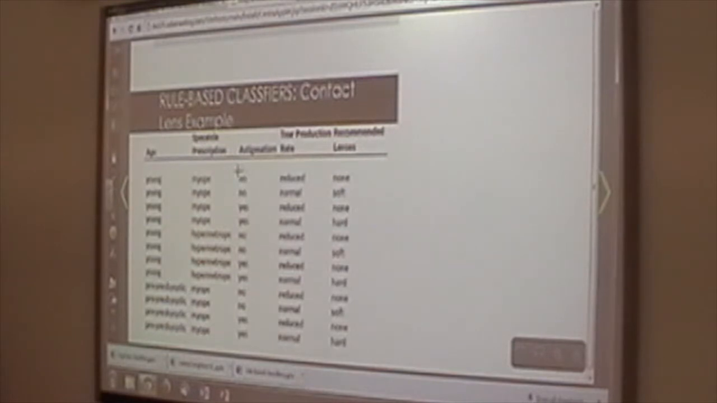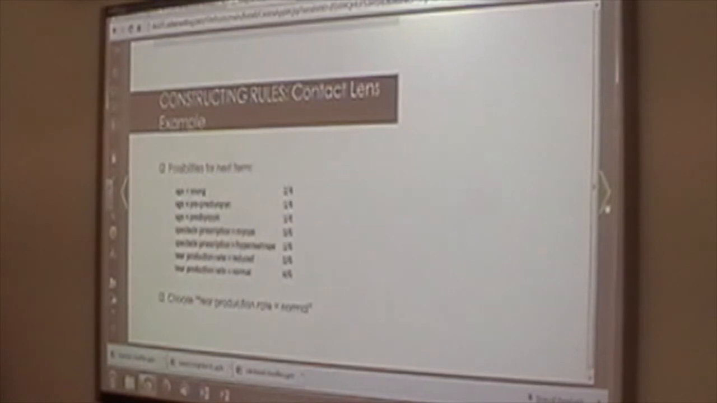Where's the young? Here's the 8 young people. That was the second thing we were looking at, age young. Of those, we have 4 yes astigmatisms. And of those 4 cases, 2 of them have a recommended lens as a hard lens. So that's where we're getting this value for the next term.